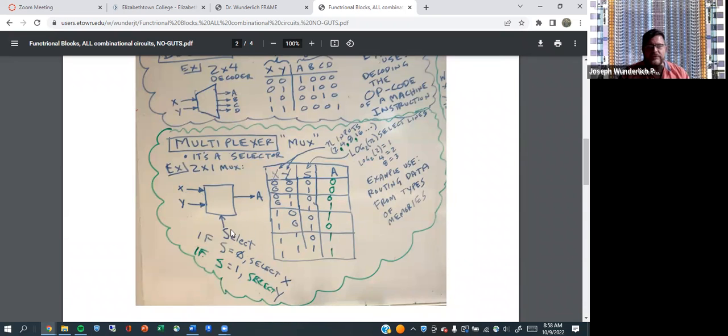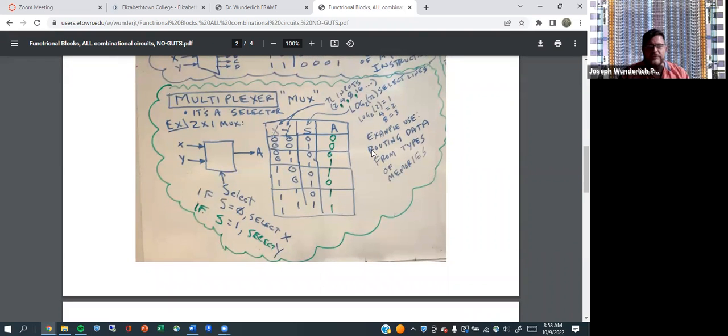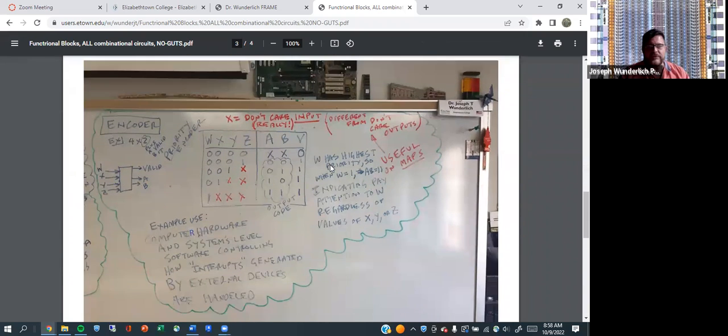And we have a select bit now, which is an input, a 3rd input. So you have 3 inputs determining what's coming out of A. And this would be routing data in the computer, for example.